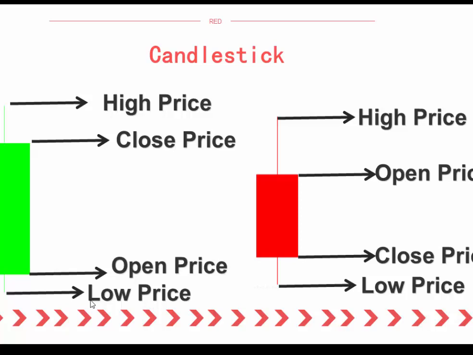This is the candlestick, it's very basic. So this is the bullish candlestick, and another one is the bearish candlestick. We can know that the candlestick can show the price up and down. So this is the bullish candlestick, it tells us that the price goes up. Okay, so this is the open price, and this is the low price, and this one is the high price.